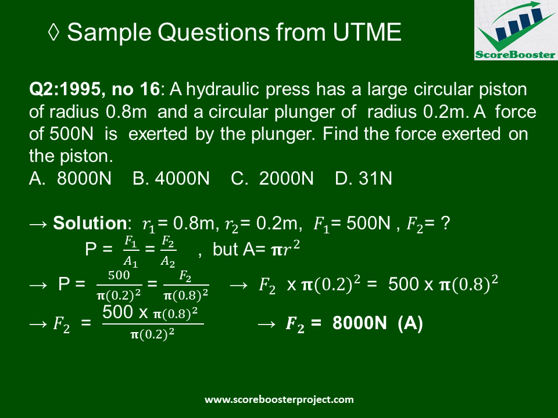If we cross multiply, in this case we have F2 times pi 0.2 square will be equal to 500 times pi 0.8 square. Then we can make F2 the subject by dividing through by pi 0.2, and that will give us F2 equals 500 times pi 0.8 square divided by pi 0.2 square. So pi will cut away pi, and 500 times 0.8 square divided by 0.2 square will give us 8000 Newton, making option A the correct answer for this particular question.